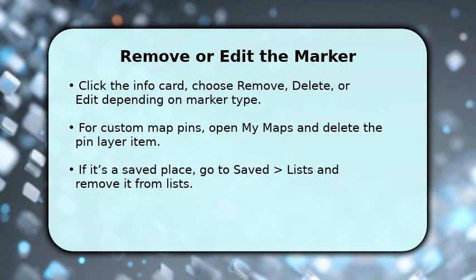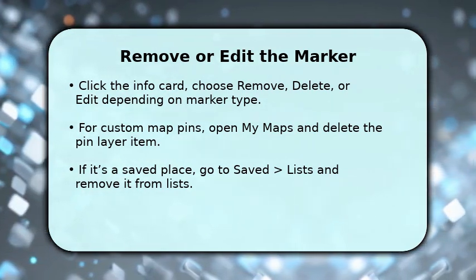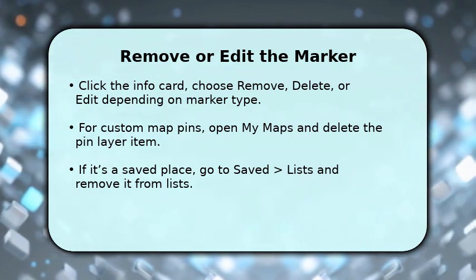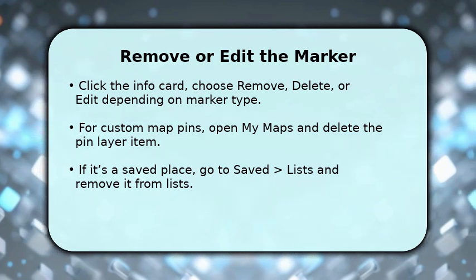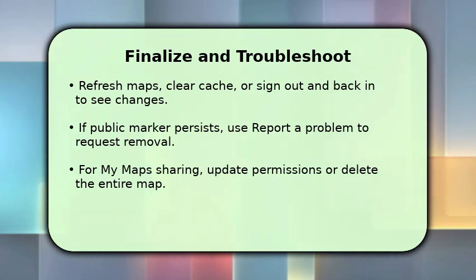item, and delete it. If the rod is a saved place, open Saved, find the list it's in, and remove the entry. Once removed, it won't appear under your account. Keep checking the map to confirm it's gone. Finish by refreshing the map and clearing your browser cache so stale tiles don't show the rod.